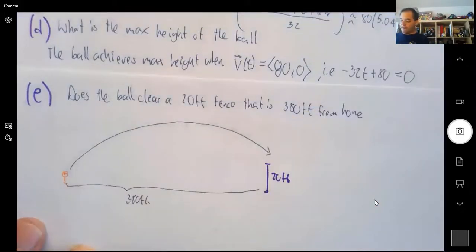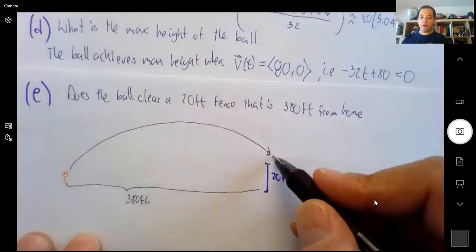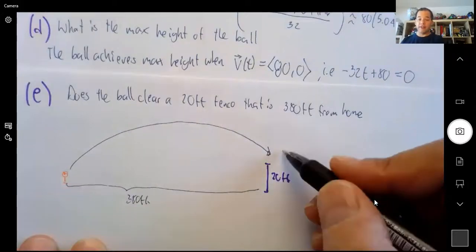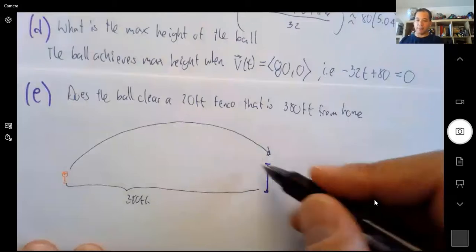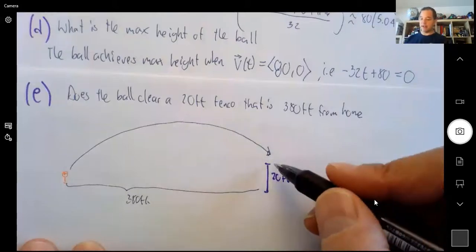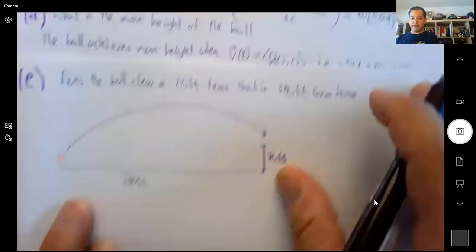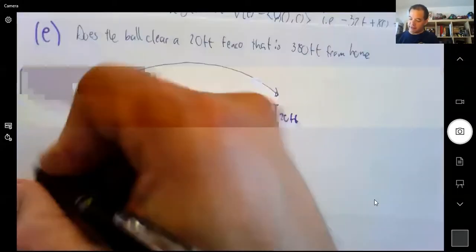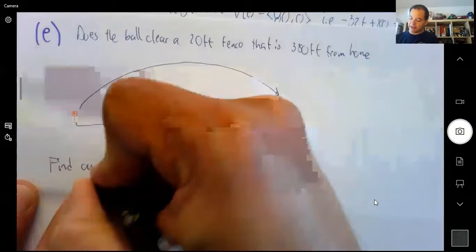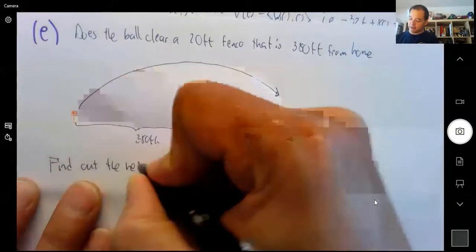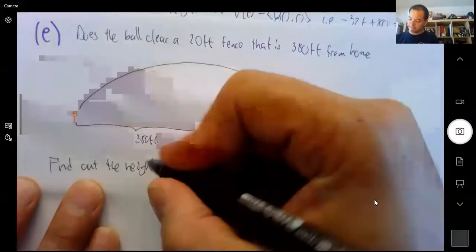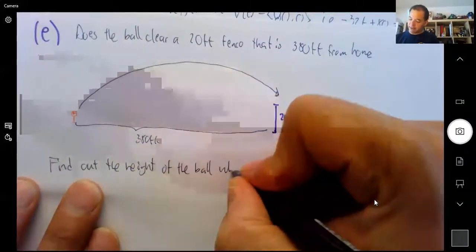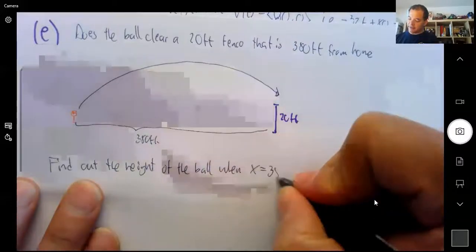Well, we can find where the ball is when x is 380. If the ball's height is bigger than 20, then it clears the fence. If the ball has less than 20, then it's gonna bounce on the fence. Is that clear? So how do we do it? Find out the height of the ball when x is 380 feet.